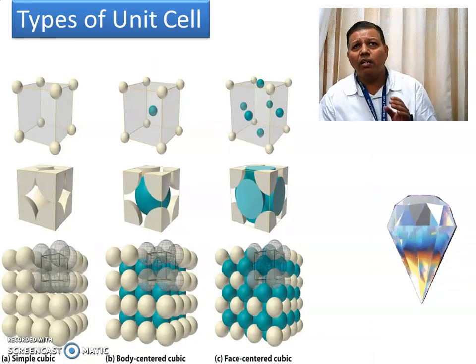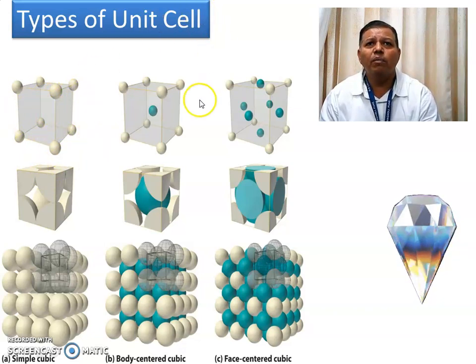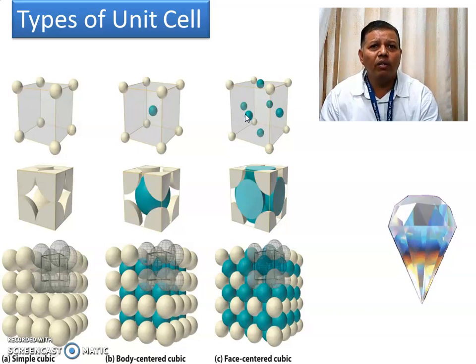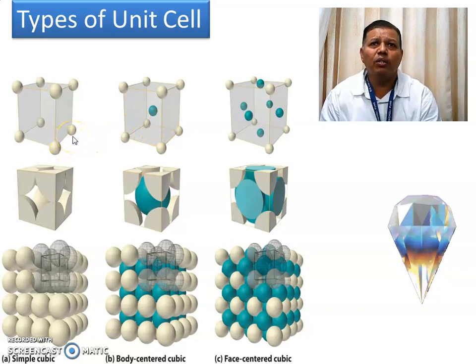Now for such unit cells, in the first unit cell, only 1/8 part at each corner, therefore 1 atom is there. In the body centered, 1 atom at the corner and 1 at the center, that is 2 atoms. And here, 3 atoms at the faces and 1 atom at the corner. In this way, 3 plus 1, 4 atoms are included, where less space is available as compared to the body centered and the simple cubic. In this way, the unit cells are there.